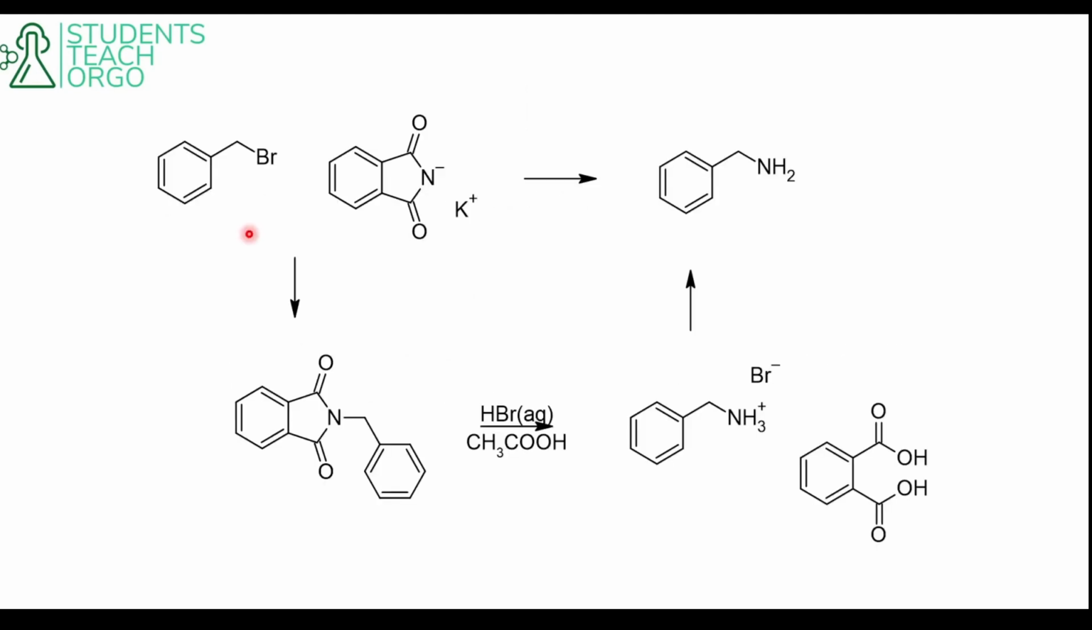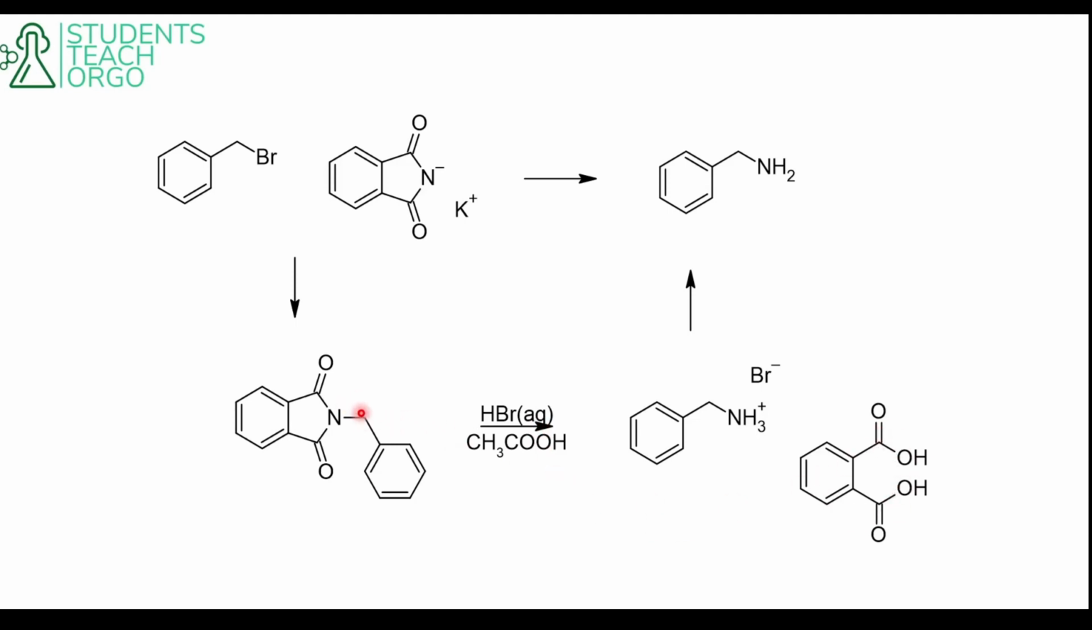To go into a bit of the mechanism for this, we have our two reactants to begin with. The bromine will come off, and this part of the first reactant will attach to the nitrogen here, so that's what we get in that first step. And then in the second step, we can cleave it. In this case, we cleave it with HBr and acetic acid, but again, you could do it with hydrazine as well, but that would give you a separate byproduct.